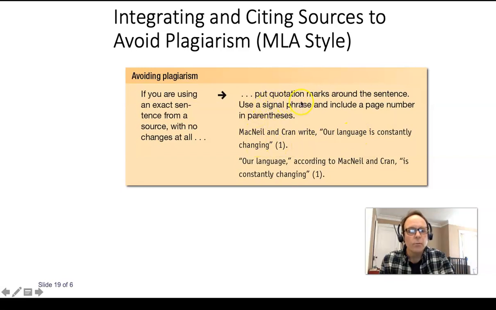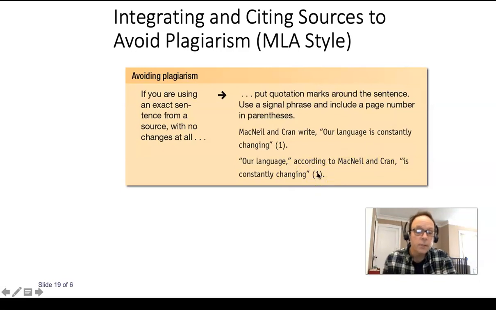And use a signal phrase. Signal phrase is this, where they say McNeil and Cran write, or down here, they broke it up. Our language, comma, and here's our signal phrase. This is not part of the quotation. You're adding this. According to McNeil and Cran is constantly changing. And then you put the page number.